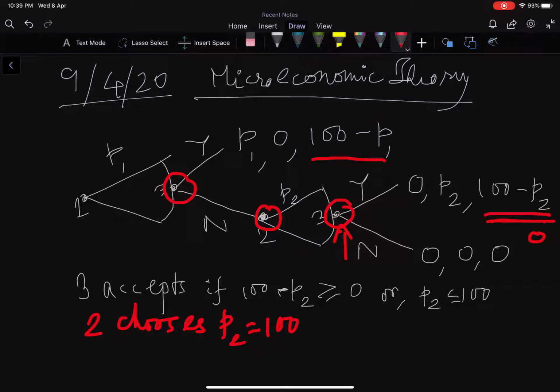So again player 3 will compare 100 minus P1 with 0. As long as 100 minus P1 is greater than or equal to 0, player 3 will accept, otherwise he will reject the offer.